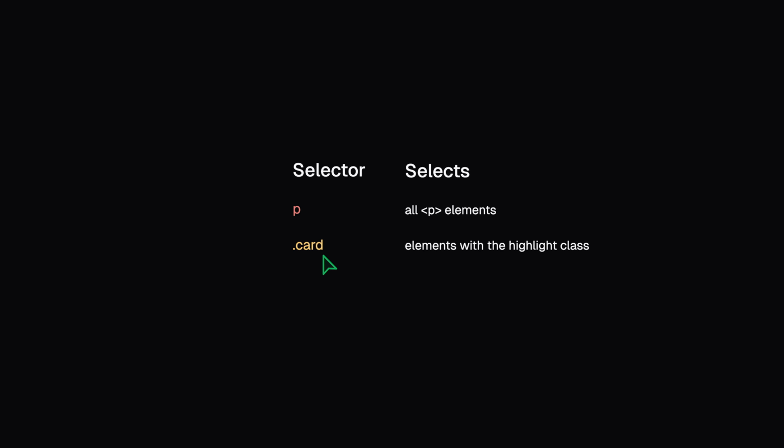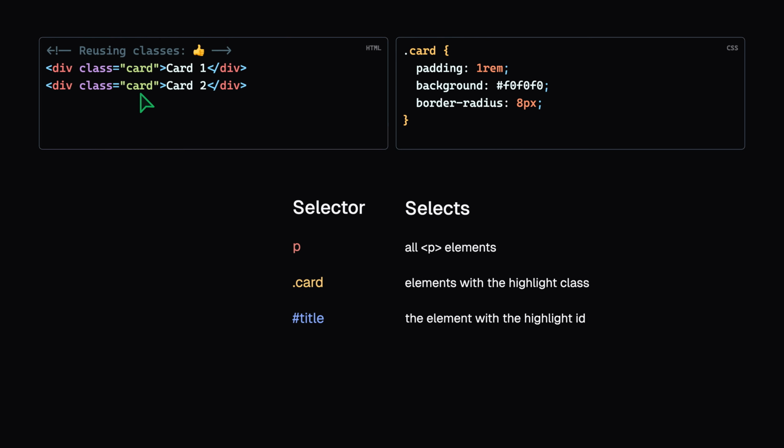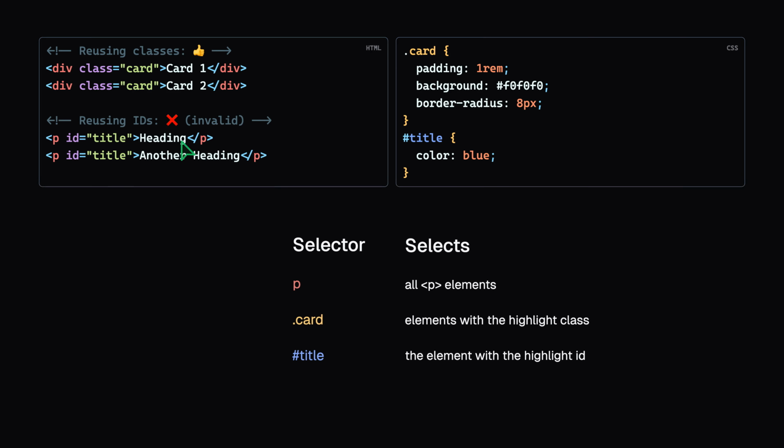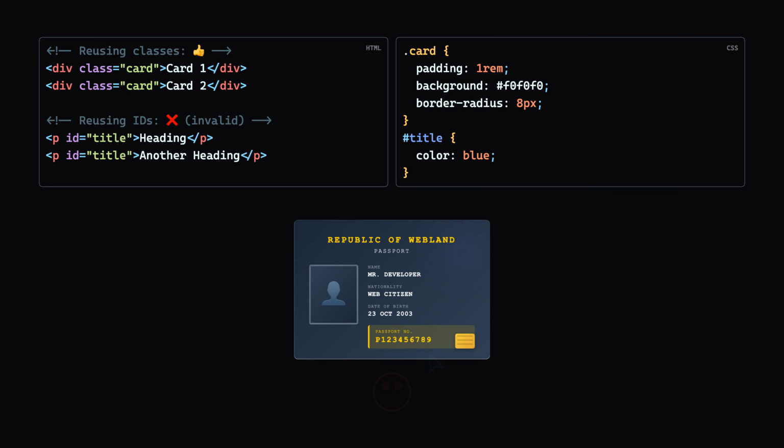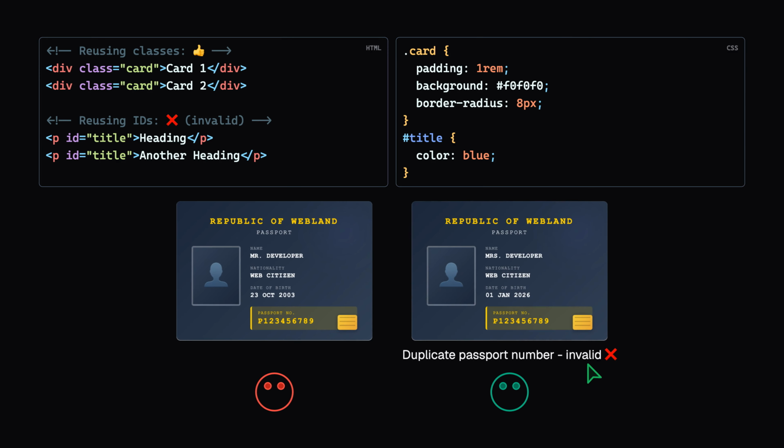Similar to class selectors, ID selectors let you target specific elements on your page. But there's one crucial difference. While you can give multiple elements the same class, an ID must be unique. Think of it like a passport number. Each person has a unique one, no two are the same.